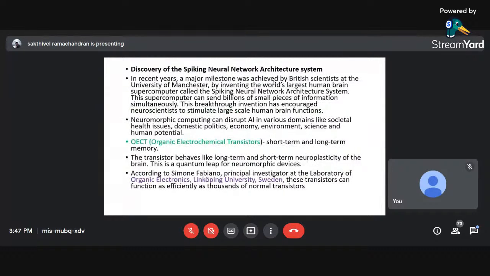Again, there is one more interesting work happening at Linköping University, Sweden. In Sweden, they have concentrated more on creating organic transistors. Probably semiconductor transistors we are comfortable with. Particularly for mimicking the neurons, they came up with OECTs, organic electrochemical transistors. Basically, these are used for short-term storage, transmission, and computation. So that's also one university which is working a lot on organic electronics. And they support spiking neural network architectures a lot.